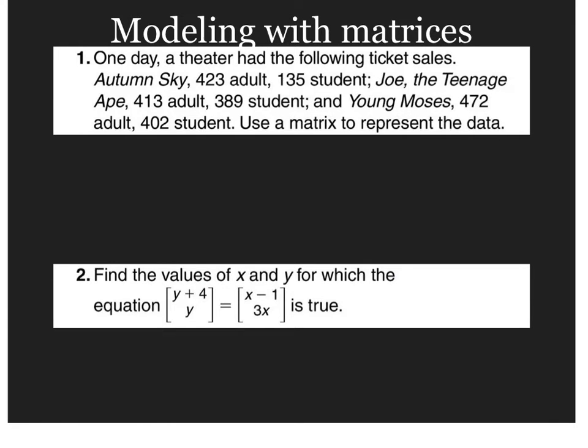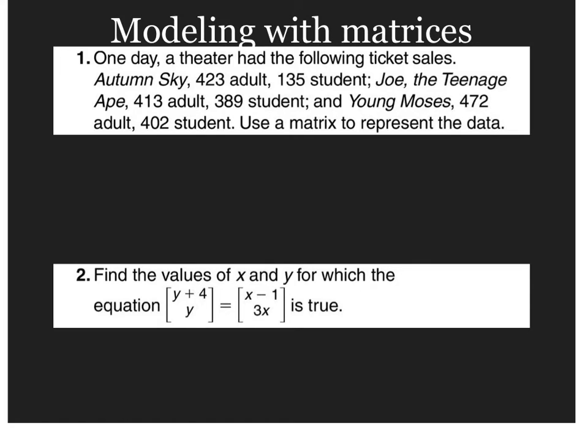All right, so let's take a look at how to take just a random set of data, which is all jumbled up in an expression or a sentence here, and try to organize it. So this is a theater that was selling tickets, and Autumn Sky was one movie, 423 adults, 135 students, Joe the Teenage Ape, adult and student tickets, and Young Moses, adult and student tickets. So we want to use a matrix to represent the data.